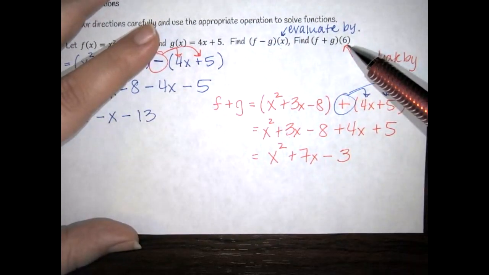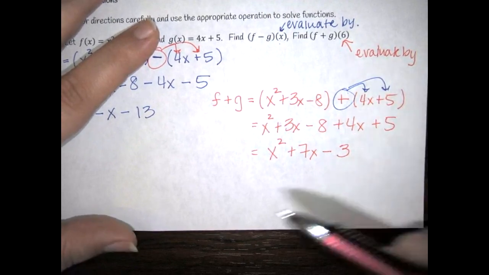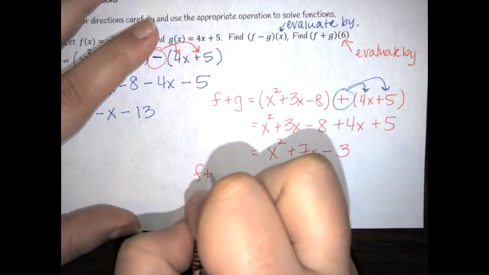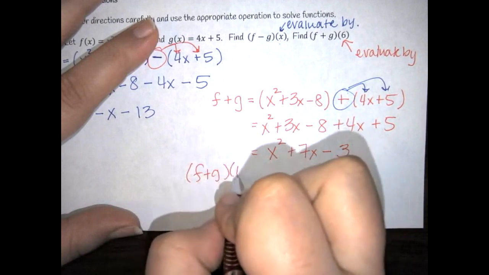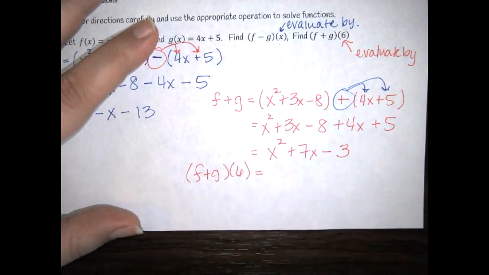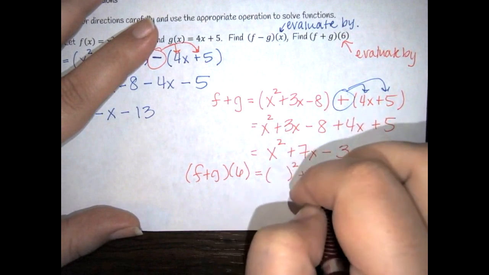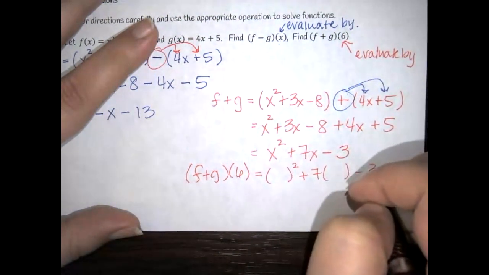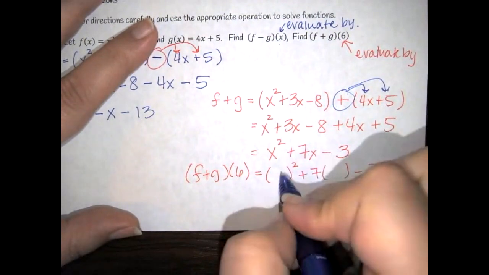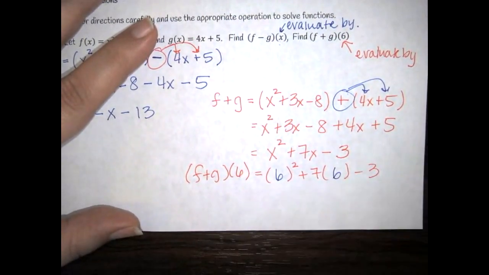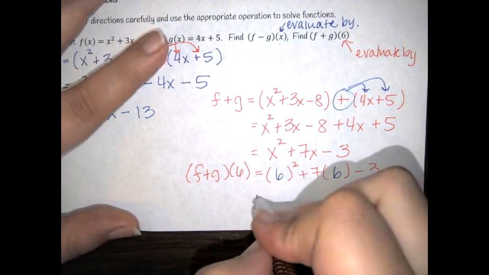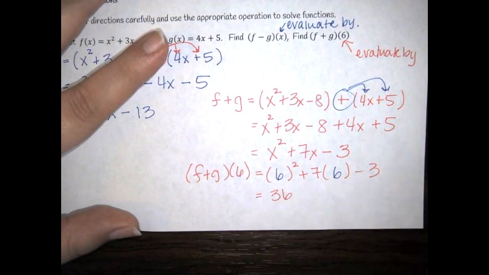Now the last thing we had to do is evaluate by 6. So now we have to look at f plus g evaluated at 6. What does that mean? It means anywhere I have an x, I have to input my evaluation. Here, my evaluation was a 6. So I input my 6's. 6 squared is going to give me 36. 6 times 7 is going to give me 42.